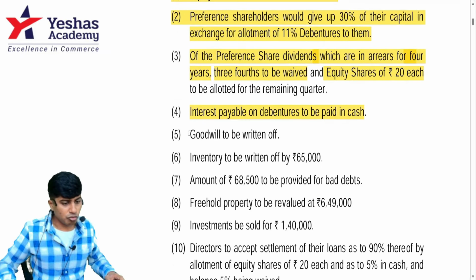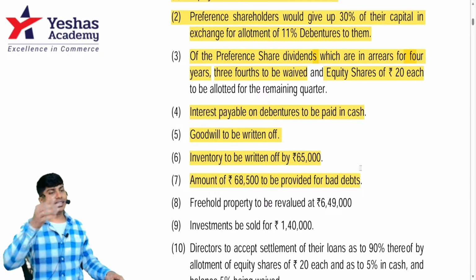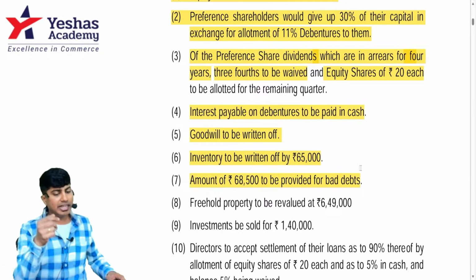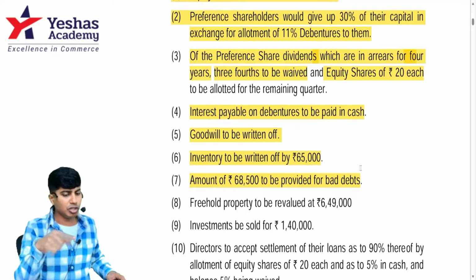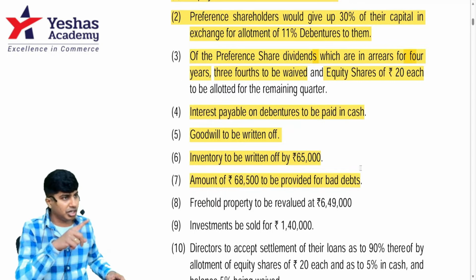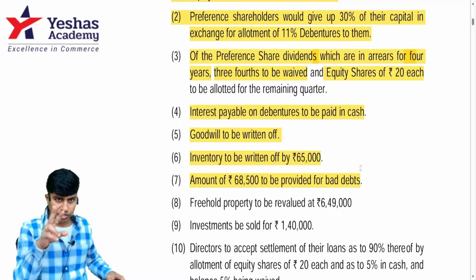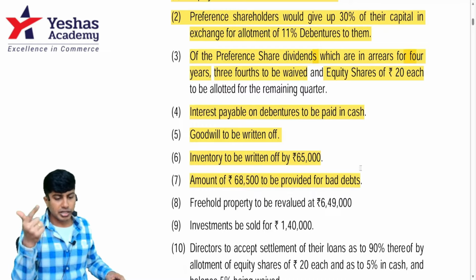Goodwill is to be written off. Goodwill is an asset. When you write off, you should credit. Inventory to be written off. Inventory also will be credited. Amount of 68,500 provision for bad debts. That's a liability to be created. Credit. Can I combine 5, 6, 7 into one entry? Internal reconstruction account or reconstruction account or capital reduction account, whatever it is, debit to goodwill, to inventory, to provision for bad debts.